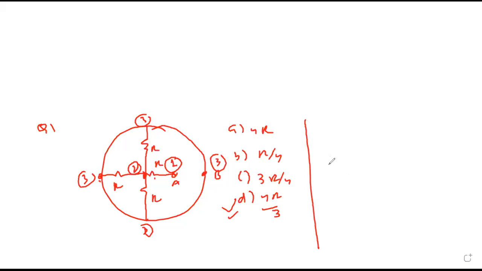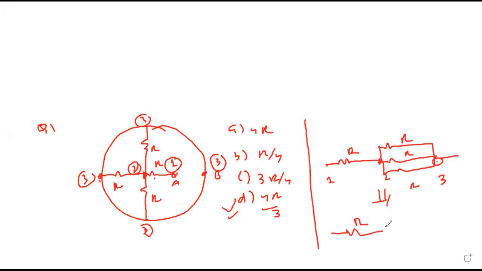Now, numbering. We want the result between 1 and 3. So 1, which may be 2, either way put 3. 1, 2, 3. Between 1 and 2 there is a resistance, and between 2 and 3, 1 resistance, 2 resistance, 3 resistances are there. So this will become R, and these three R's will become R by 3 between 1 and 3, or you can say A and 3. So now the equivalent will become R plus R by 3, which is 4R by 3.